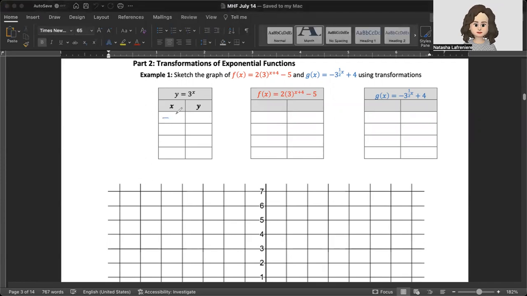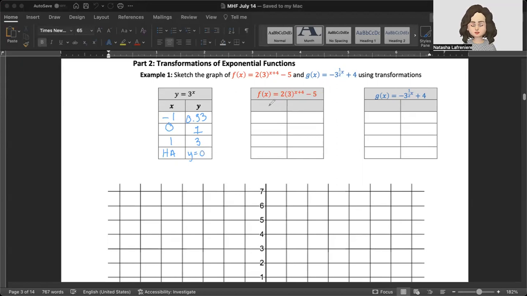Okay, nice. So we're going to use the x values of -1, 0, and 1. We're going to put our horizontal asymptote here. So 3 to the exponent -1 is 1 over 3, which is 0.33. Anything to the exponent 0 is 1, and 3 to the exponent 1 is 3. And our horizontal asymptote is y is equal to 0.